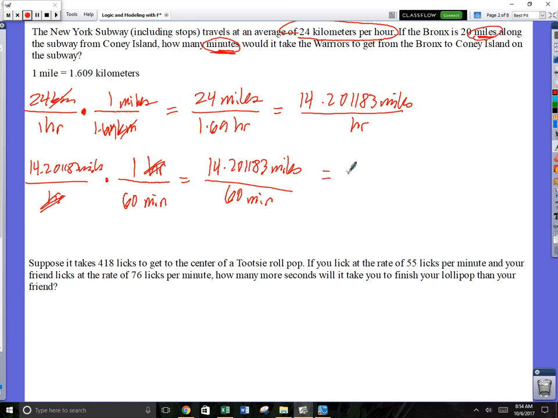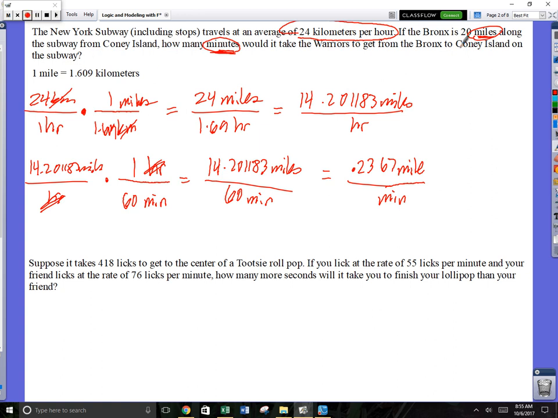Okay, so that means I am traveling at, I'm just going to round to 4 decimals. It's almost a quarter mile a minute. So there's my rate right there. If I'm going 14 and change miles an hour, that is going to convert to 0.2367 miles a minute. Okay, so that's my rate.